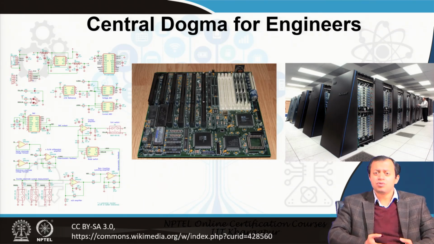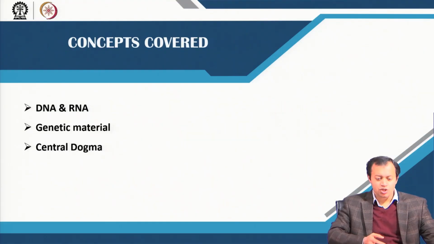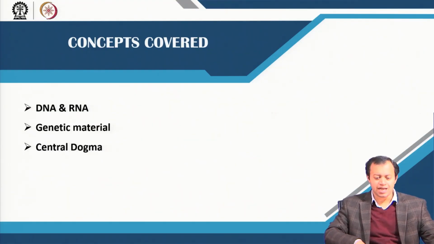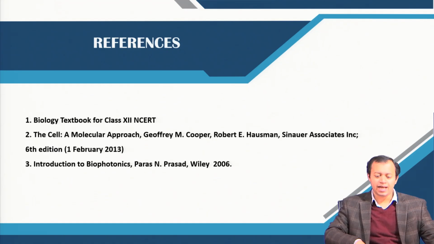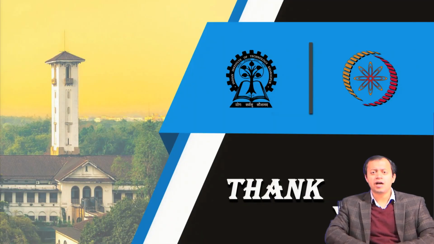So, try to read a bit about central dogma and see how fascinating it is, how life gets transferred from one generation to another generation. So, these are the topics that I covered today, and these are my references. I will give you one more reference on genes and genetics, and I shall see you in your next class.